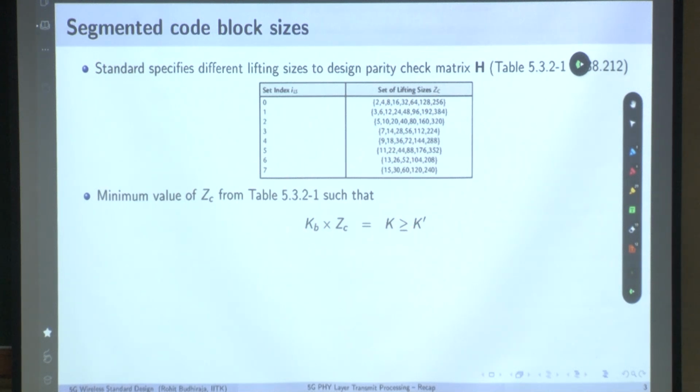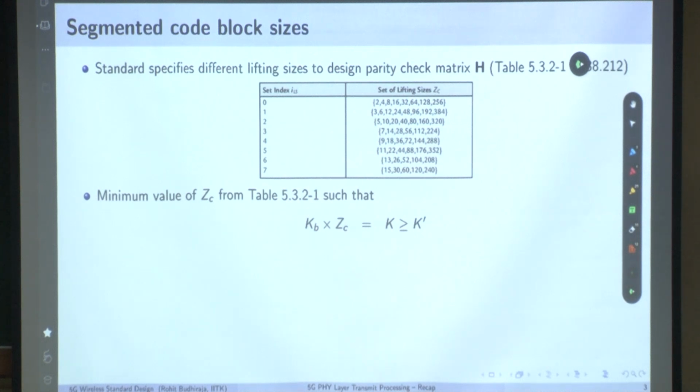What is KB? KB is the number of systematic columns in which the LDPC encoder arranges the input bits. This number remains fixed. The length of the column will change, but the number of columns remains the same, equal to 22. So this product should be greater than K'. It can be equal to K' also, at least K'. If it is equal to K', then there is no filler bit. If it is greater than K', then filler bits are required.